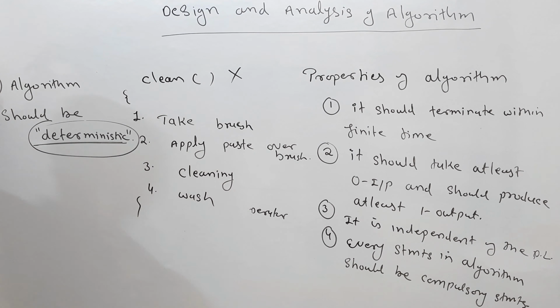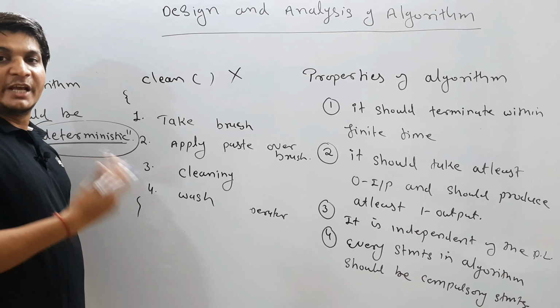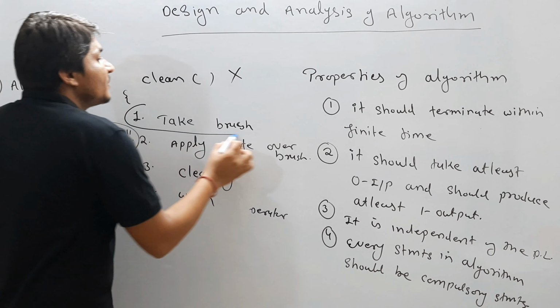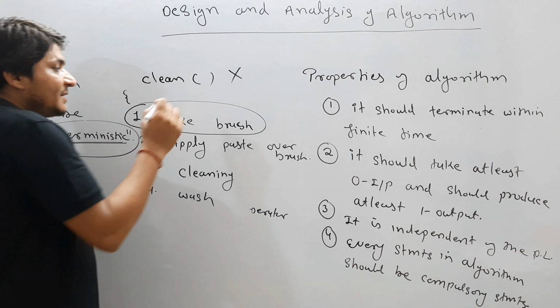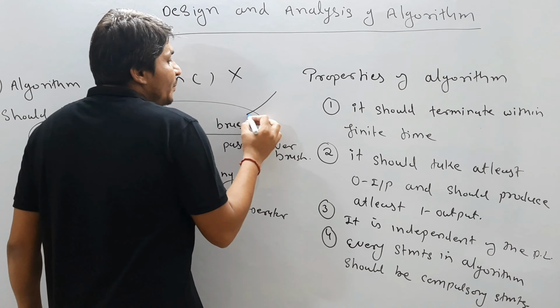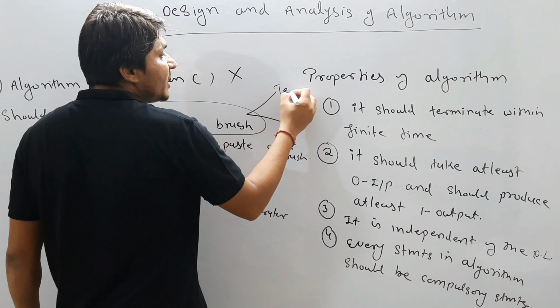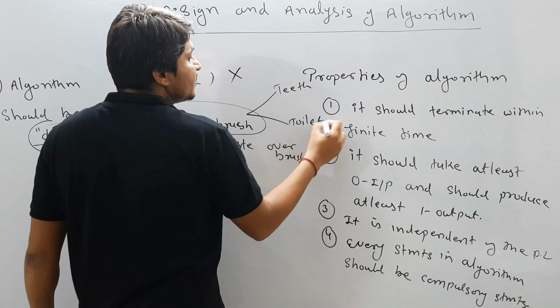Now, what about property number 5? Algorithm should be deterministic. What is the meaning of deterministic? Deterministic means exact behavior or expected behavior, you could say, correct? Now, if you see this statement, it is saying take brush, but this statement is not saying which brush I need to pick, whether I need to pick a teeth brush or I need to pick a toilet brush, correct?